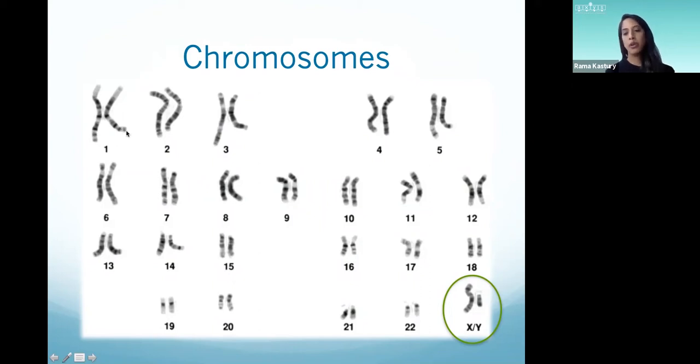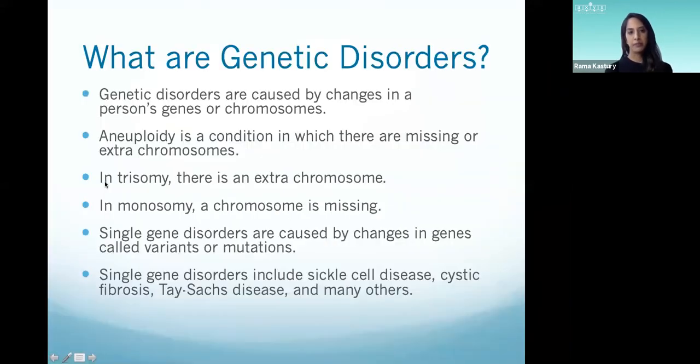When there's a change in that, when a person has more than 2 copies, where they have 3 copies, or if they're missing an entire copy, that general concept is called aneuploidy. We use the term trisomy to explain that there's an extra chromosome, so with an extra chromosome there would be 3 copies. And we use the term monosomy to say that we're missing a copy, so there's only 1 copy of a particular chromosome.